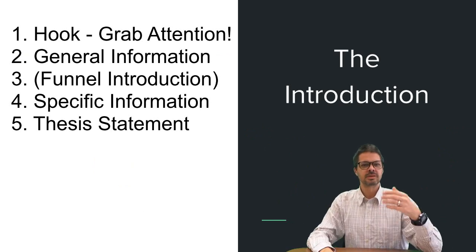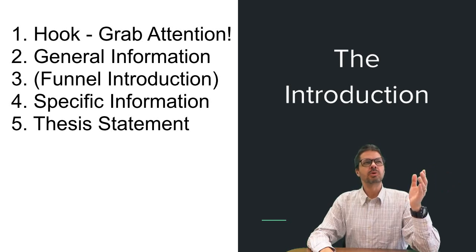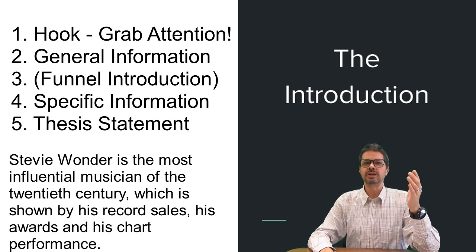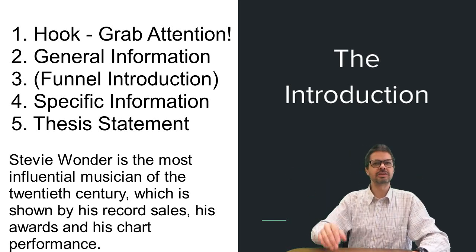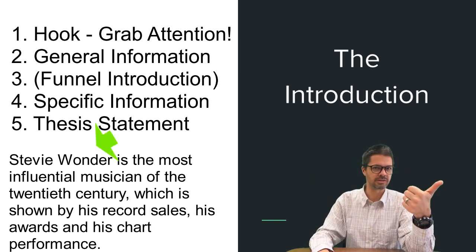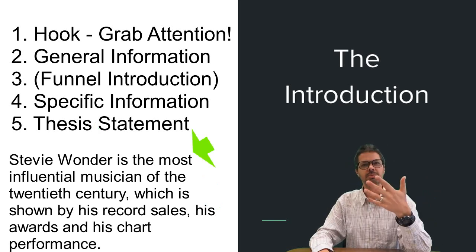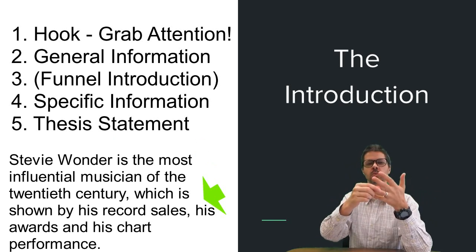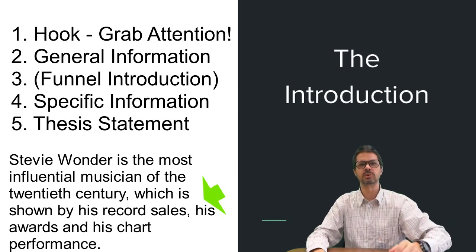We say, Stevie Wonder is the most influential musician of the 20th century, which is shown by his record sales, his awards, and his chart performance. Good. Now you see the thesis statement, it's like a topic sentence, but we added some signposting. You have the main idea, Stevie Wonder. You have the controlling idea, most influential musician. And then we have the signposting, album sales, awards, chart performance. That's telling us what the 3 key points are going to be.